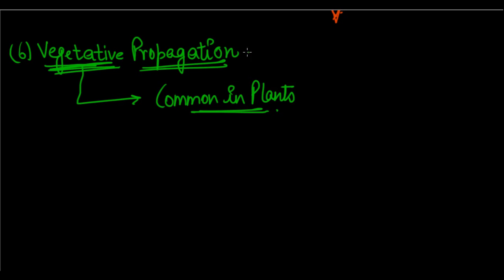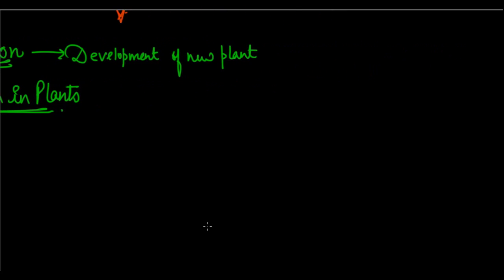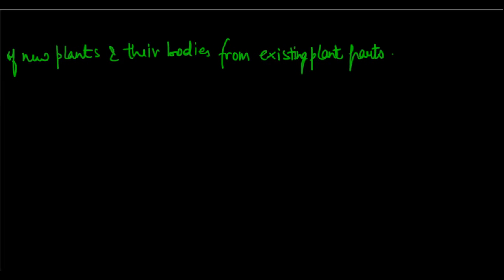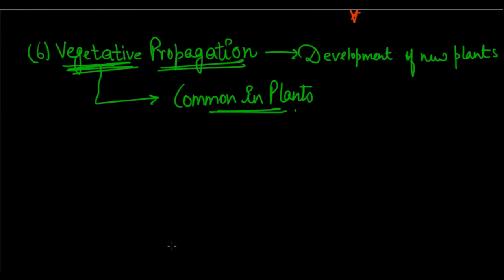Vegetative propagation basically refers to the development of new plant bodies, or new plants, from existing plant parts. What does this mean? Let's see. Basically this means, now let's first have a look at a common understanding, right?